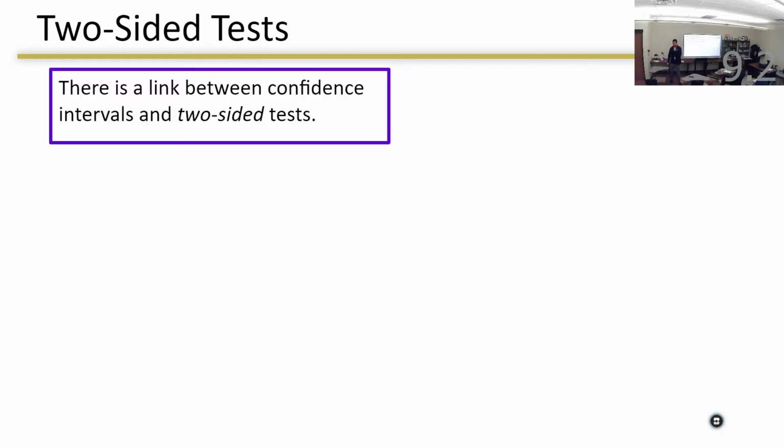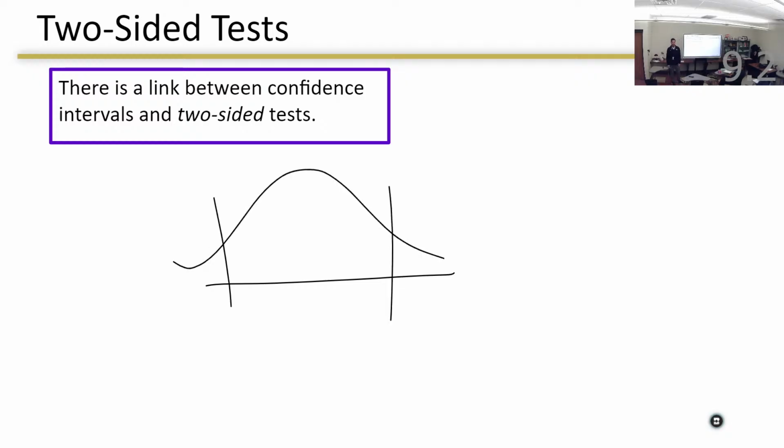I do want to mention this. There is a link between confidence intervals and a two-tailed test. Again, hopefully it just makes sense to you guys. If I do a confidence interval, you kind of already did this, but that's a confidence interval. If my Ho is in the confidence interval, you have to fail to reject it. You have to fail to reject it. If my Ho is outside of it, then you can reject it.